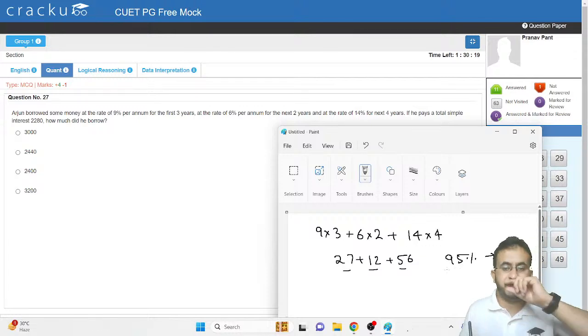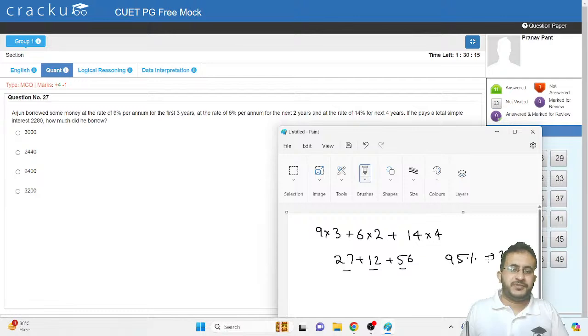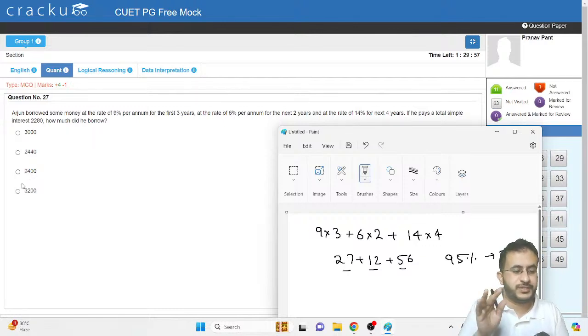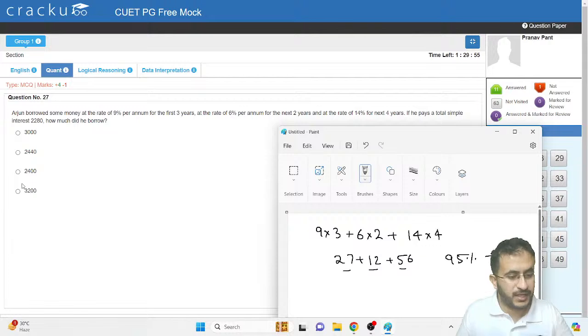Okay, so let me tell you how to get this right. Now 95%, most people would be dividing by 95. Okay, don't divide by 95. See the options: it can't be 3,000, it can't be 3,200, because their 95% is going to be much higher. Okay, so then the next call should be to take a round off number. Always think of round off numbers. Usually round off numbers are the answers.